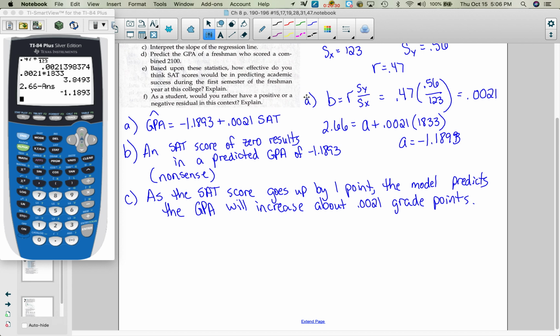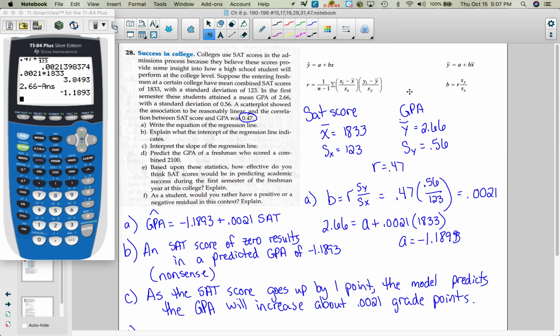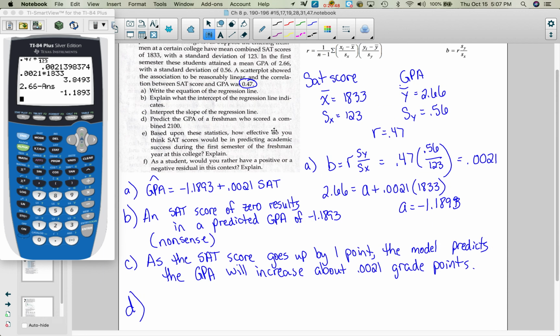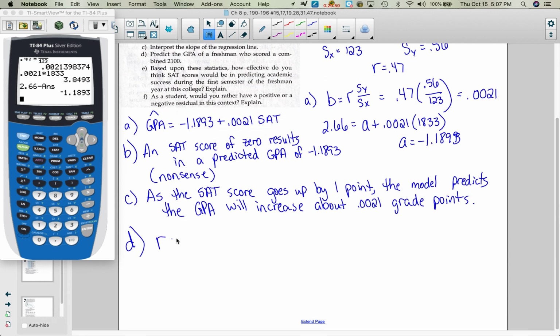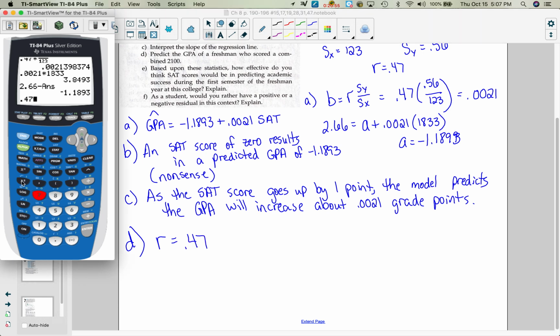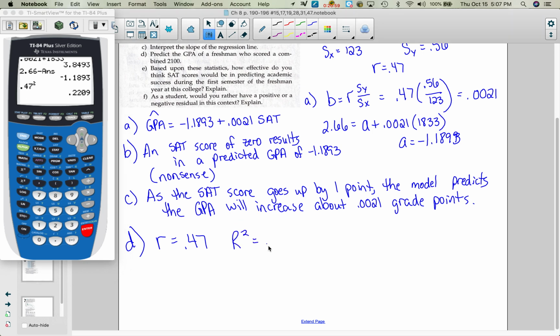Okay, based upon these statistics, how effective, this is like saying how accurate, do you think SAT scores would be in predicting academic success during the first semester of the freshman year at this college? Explain. So what we're going to use this time is the R squared value. R is 0.47, so R squared, you just square that, is 0.2209. So what does that mean?